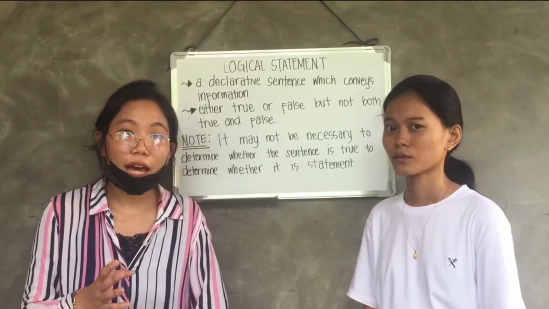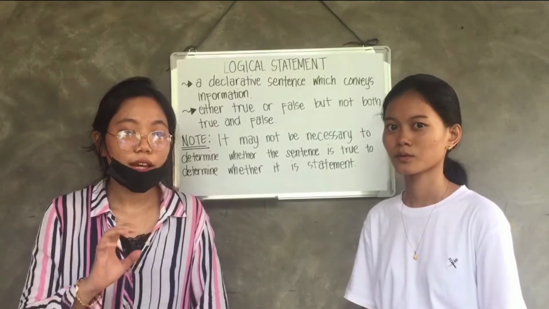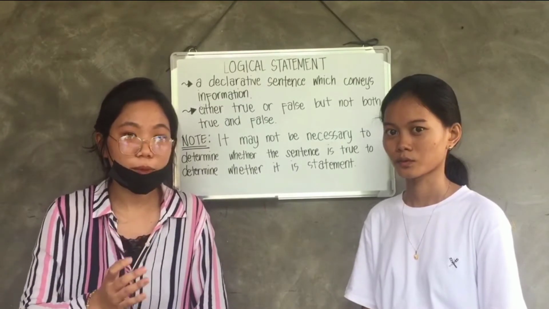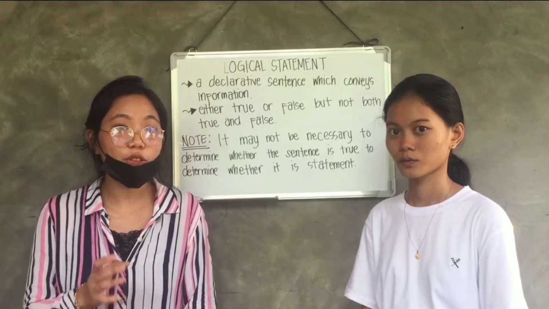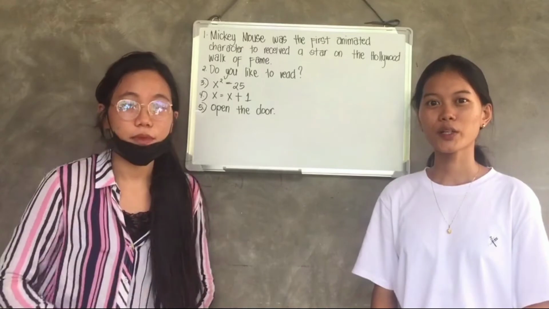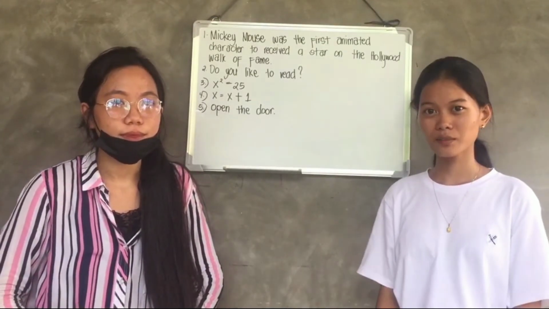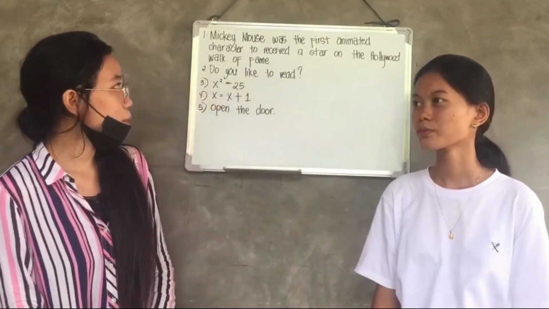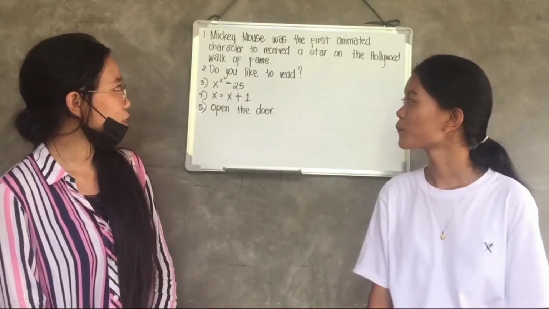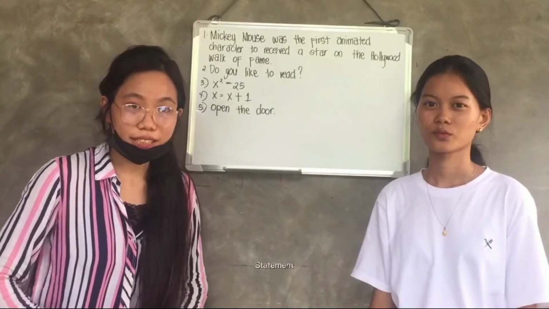So, kahit tama o mali yung isang statement or yung isang information, masasabi natin isa tong statement dahil nagbibigay siya ng idea kung ano ba talaga yung tinutukoy niyang statement. Now, we're going to determine if these given examples are statements or not. For example number 1, Mickey Mouse was the first animated character to receive a star on the Hollywood Walk of Fame. The answer is statement.